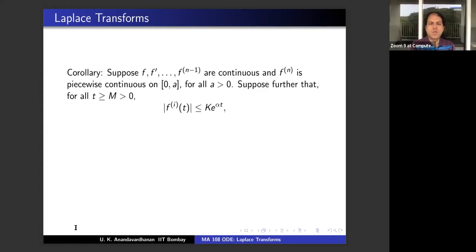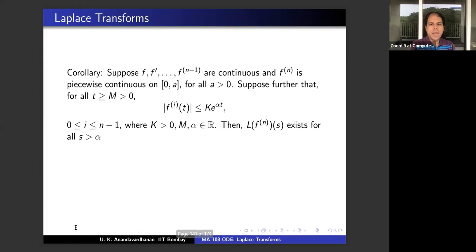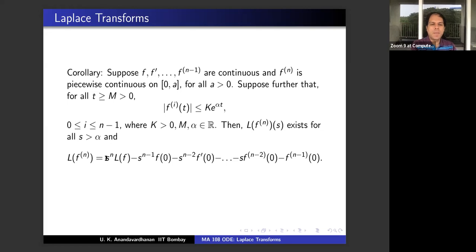Suppose you also assume that all the earlier derivatives are of exponential order for the same alpha, and then this exists for s bigger than alpha, and here is the formula. It will be s power n times L of f, minus s power n minus 1 times f of 0, minus s power n minus 2 times f prime of 0, etc., up to f power n minus 1 of 0.